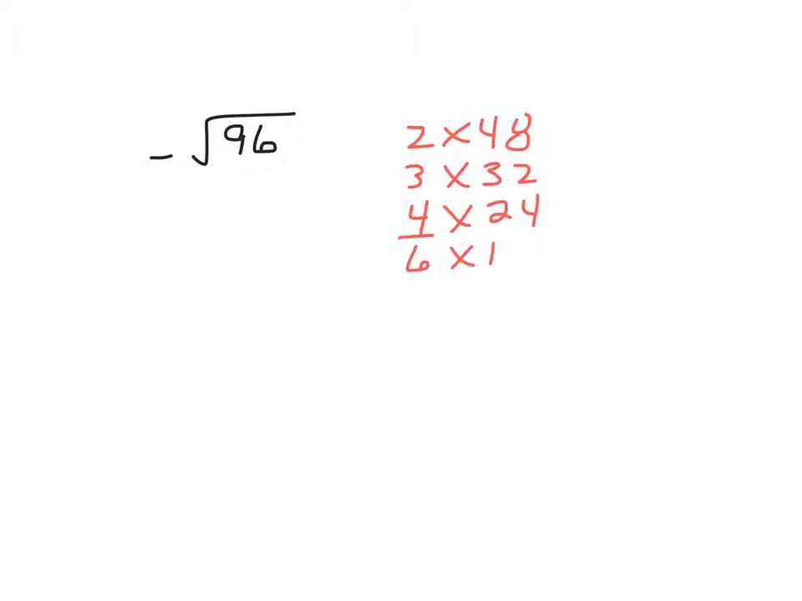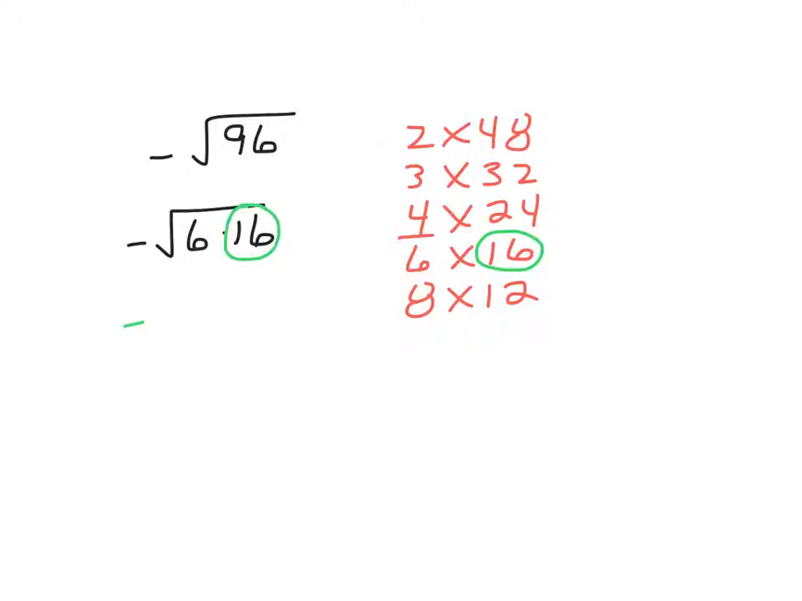Let's see. Oh, I have 6 times 16 is also equal to 96, and 8 times 12 is equal to 96. I want to use the largest perfect square I have, which is 16. So I'm going to write this as, instead of 96, 6 times 16. And the square root of 16 is equal to 4, which I can then bring to the outside. I do have that negative on the outside, but that square root of 16 is equal to 4, so my final answer is negative 4 square root of 6.